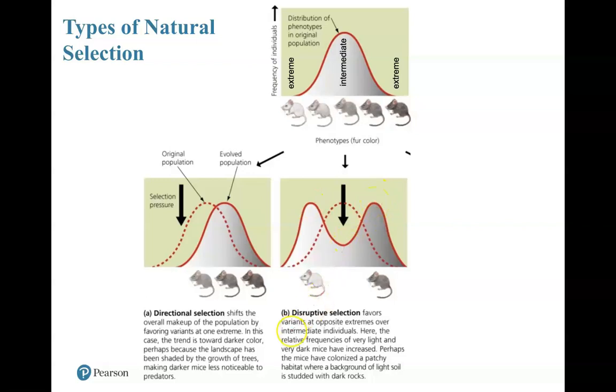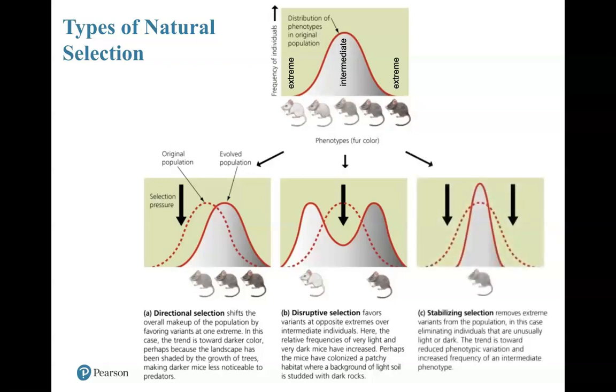It favors variance at opposite extremes over intermediate individuals. Those intermediate individuals, that lighter gray, gray color, and a little bit of darker gray, are now no longer seen. We see now extremes being favored at the same time. Intermediates weren't favored in this type of natural selection.